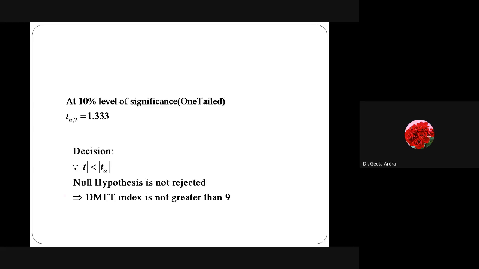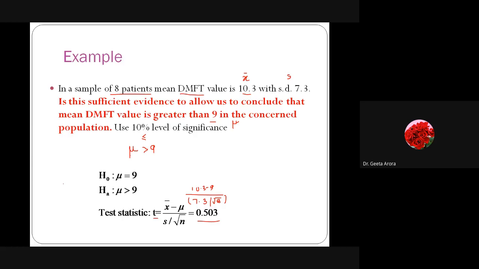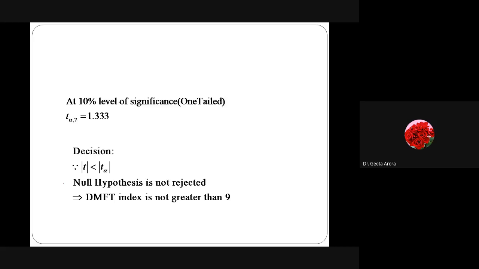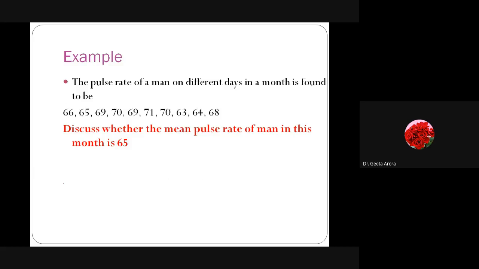So the null hypothesis is not rejected. When we are accepting it, it was given that the value is obviously less than or equal to 9. Correct? It is not more than 9. So it is the same thing written over here. Either you can say it is less than or equal to 9, or you can say it is not greater than 9. Right? So this is how we are going to work with it.